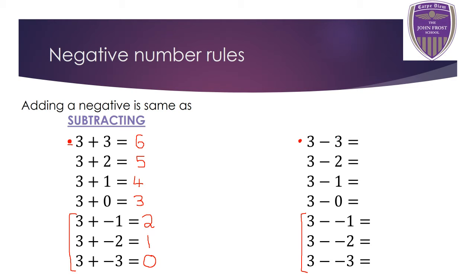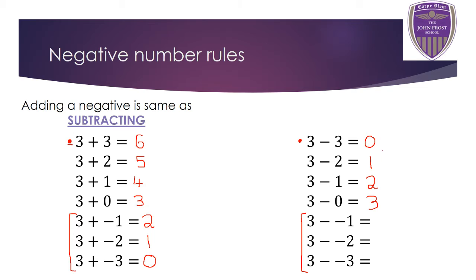Let's have a look at the second set on the right now. Let's start from the top. So 3 take away 3, well, that will be 0. 3 take away 2 is going to be 1. 3 take away 1 is going to be 2. 3 take away nothing is going to be 3. Now, once again, look at the first number in the questions. So that's 3. That doesn't change. But the number we're taking away is getting smaller every time. So every question we go down, we're taking away 1 less from the one above it.